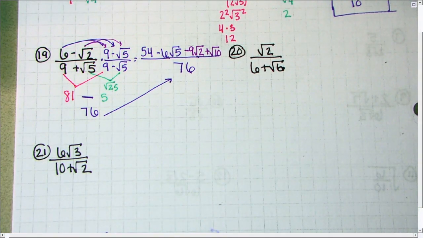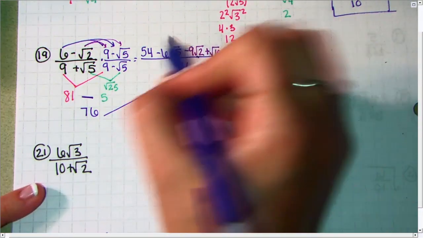There is no common factor between 54, 6, 9, or 76 that will go into all those evenly, so I stop here.